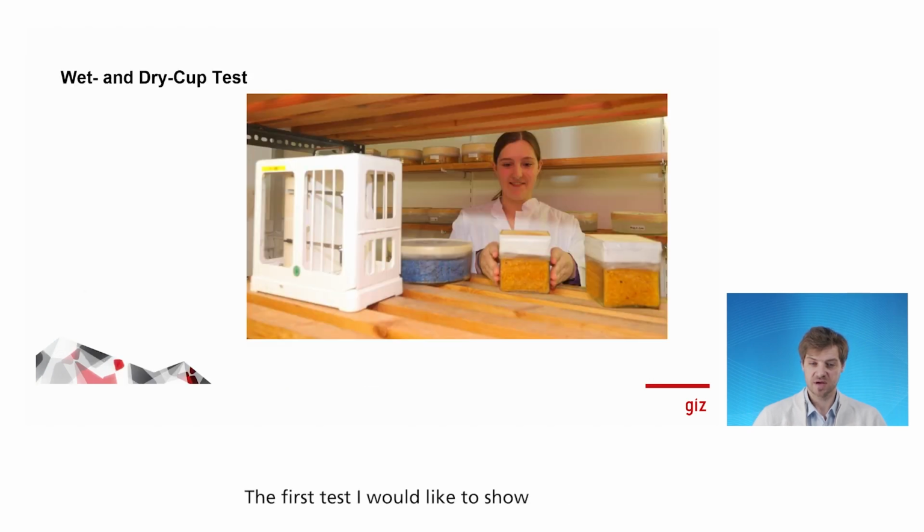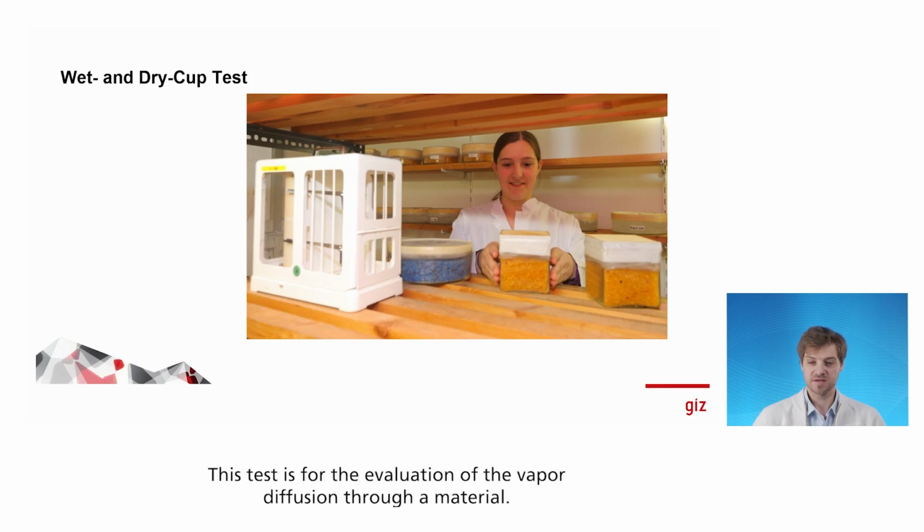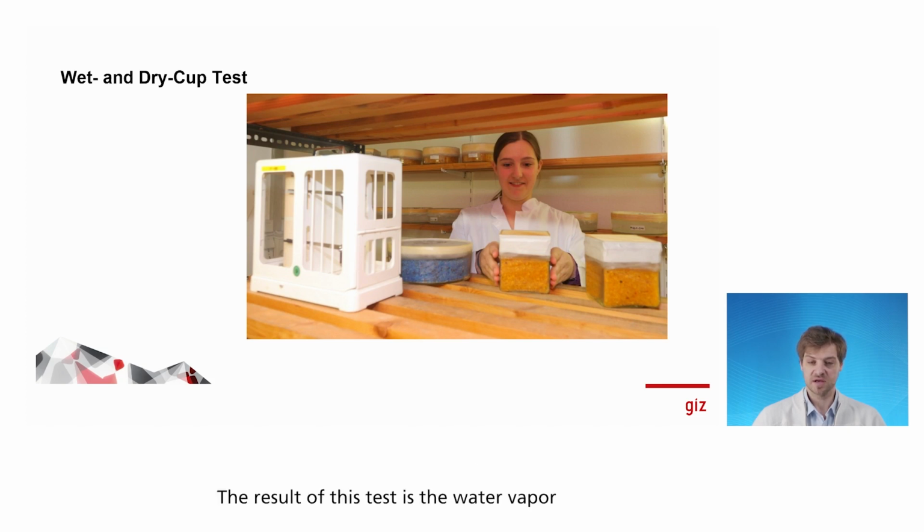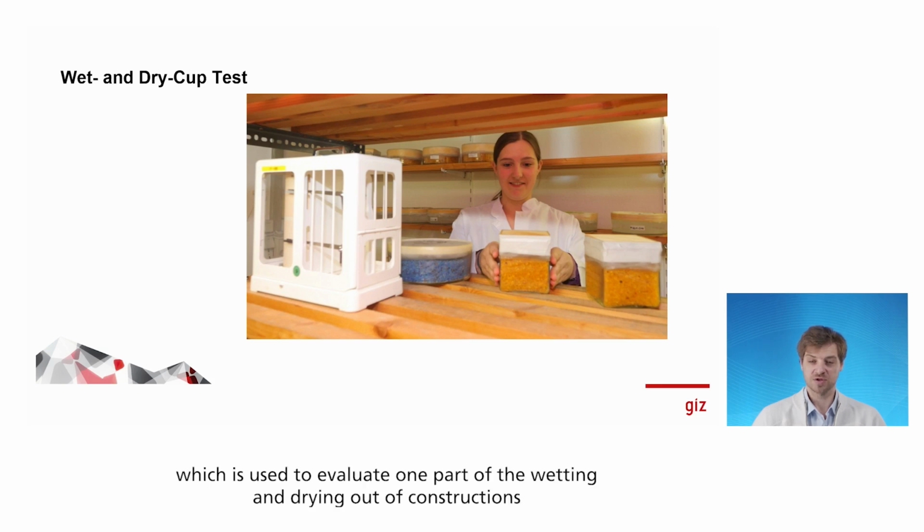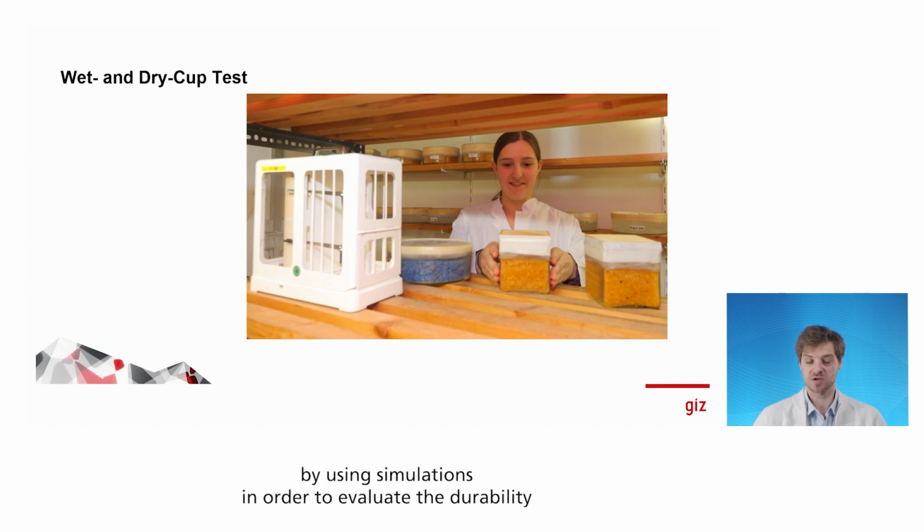The first test I would like to show is the so-called dry and wet cup test. This test is for the evaluation of the vapor diffusion through a material. The result of this test is the vapor diffusion resistance coefficient, which is used to evaluate one part of the wetting and drying out of constructions by using simulations in order to evaluate the durability of the construction.